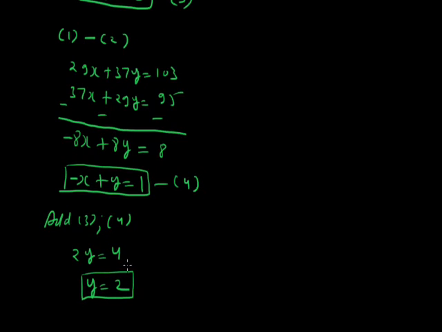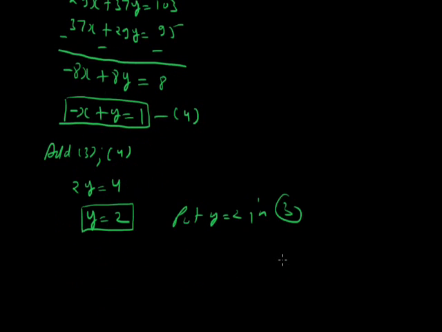Now I put y equals 2 in equation number 3. So what is 3? That is x plus y equals 3. I put y equals 2. x plus 2 equals 3. The value of x is 1. So this is our answer. The value of x is 1.